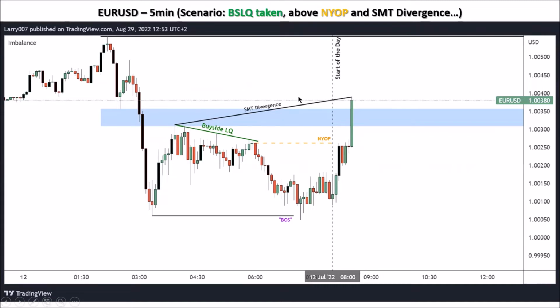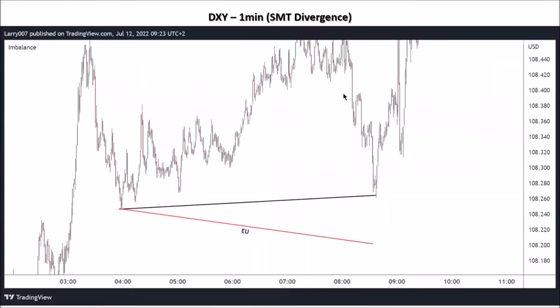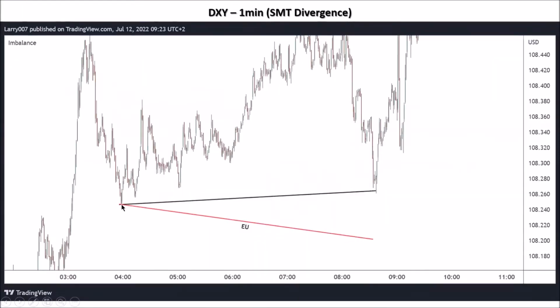you see SMT divergence. Why? Because on the dollar index chart, this low, 4 a.m. low, is not taken. You see, it's not taken at 8, let's say 8:45. It's been protected. Only this low, maybe this one has been taken, but this one is still intact.